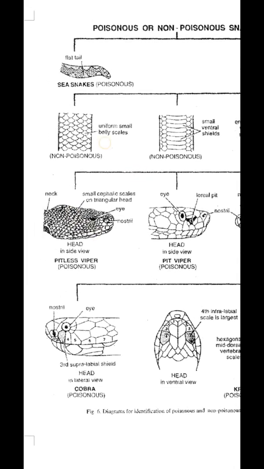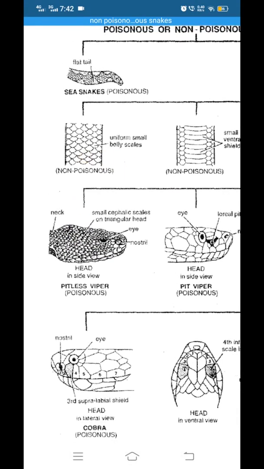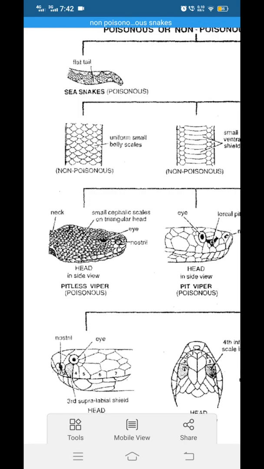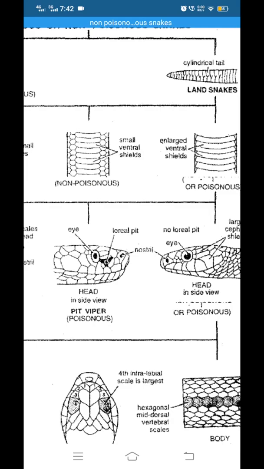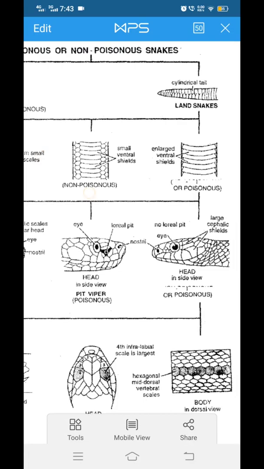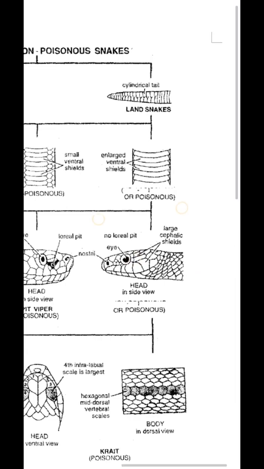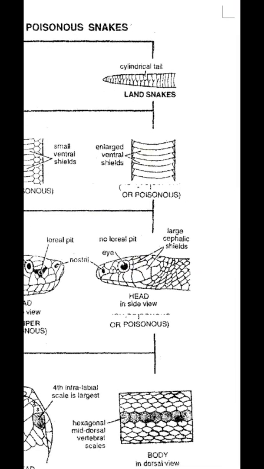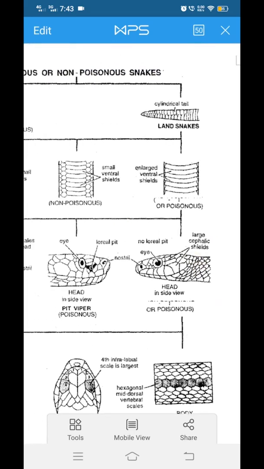If the belly scales are small, continuous with the dorsals, and uniform, as you can see here, then the snake is non-poisonous. Also, if the ventrals are not broad enough to cover the belly, that is, small ventral shields are found, then again the snake is non-poisonous. Whereas if the ventrals are broad and fully cover the belly, as you can see here in the diagram, then the snake can be either non-poisonous or poisonous. So we have to examine further.